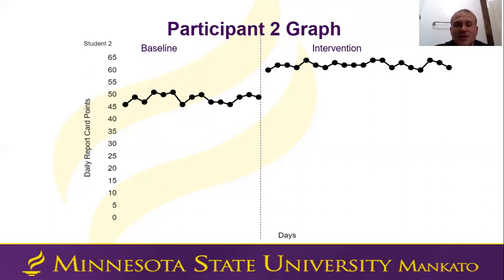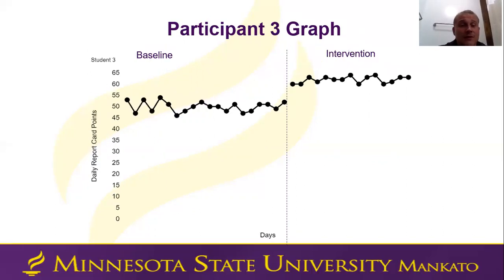As we saw the intervention, we did see this student go straight into meeting 60 to 64 points right away from their first day of intervention, and that remained stable throughout the entire intervention. They stayed between 60 and 64 points on their daily report cards every single day. So they were very, very stable, and had a very stable trend there.